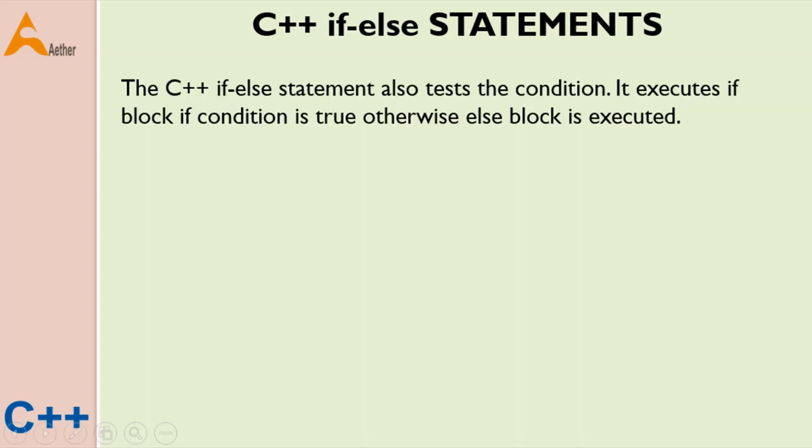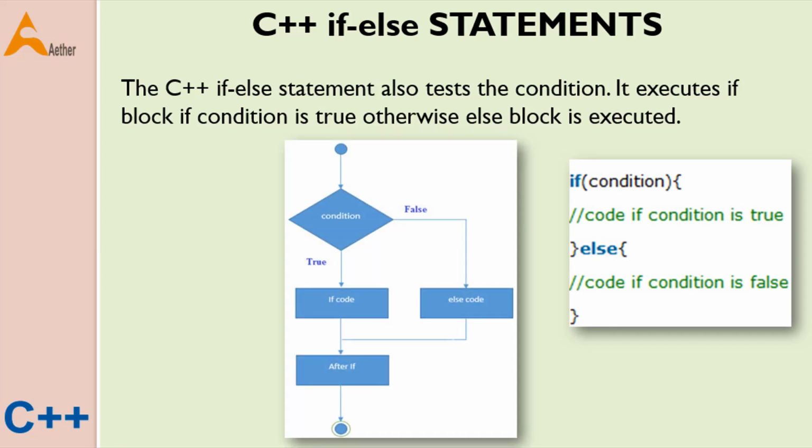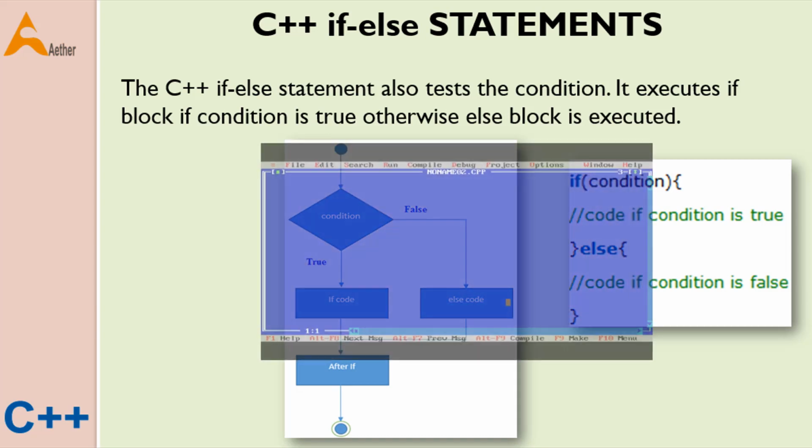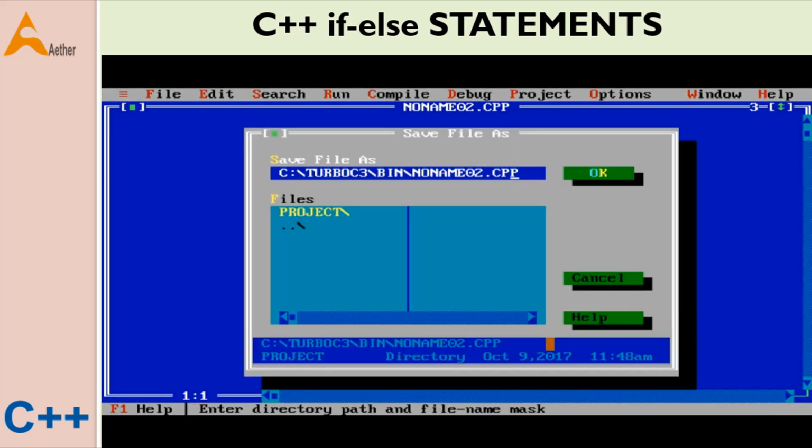Now let's see if else statement in C++. The C++ if else statement also tests the condition. It executes if block if condition is true, otherwise else block is executed. You can see the syntax and flowchart on your screen. Let's extend our previous example to understand it better. We will add else block after if. Watch the example carefully.